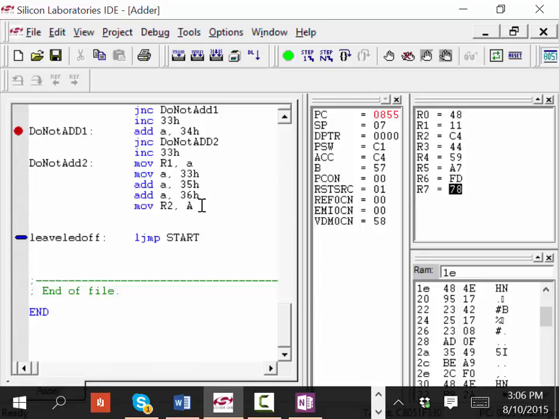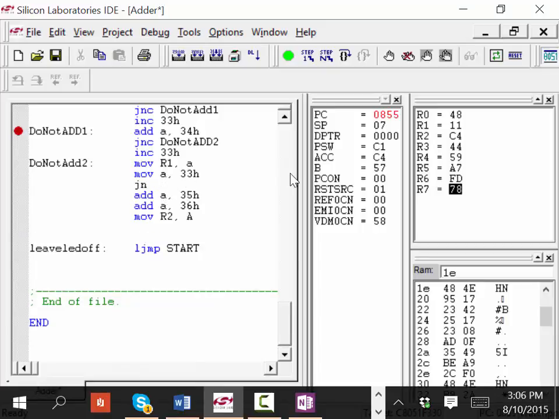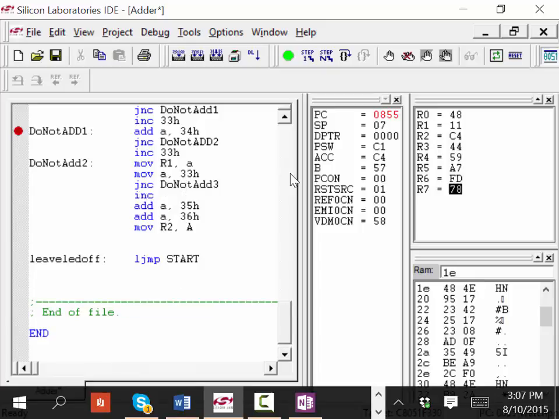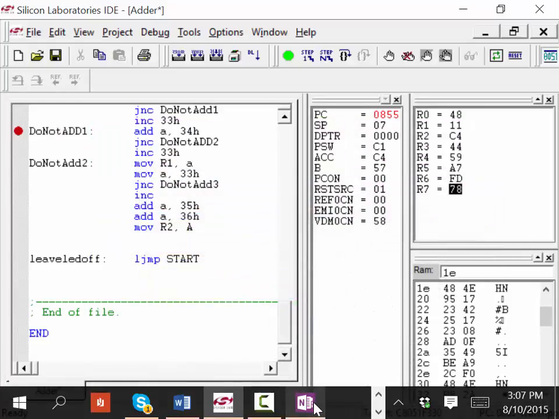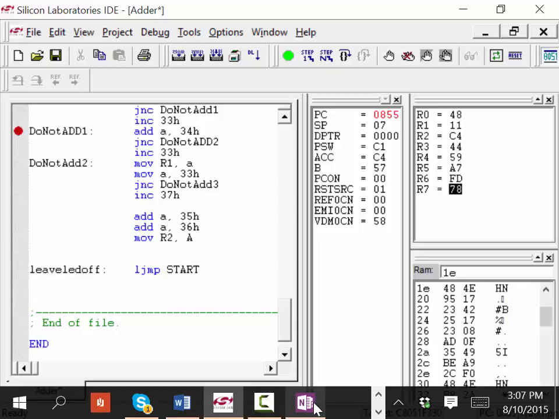Now what we need to do here is look for a carry on these 2 adds. And probably the easiest thing is to just do the same thing as I did there. Jump no carry. Do not add 3. Increment. And that's memory location what? 57 is in location 37 hex. Do not add 3.